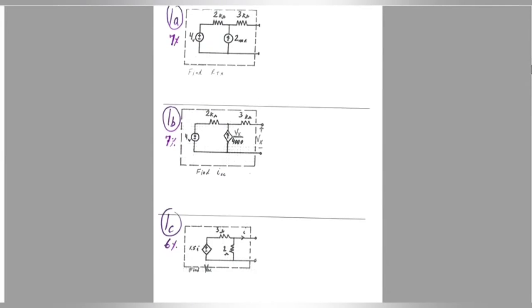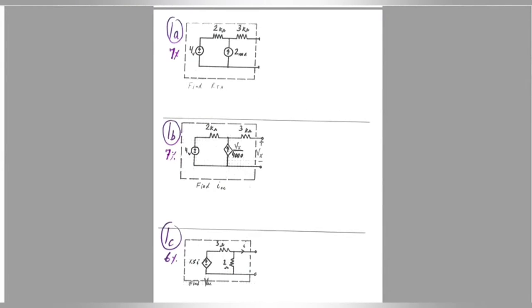So here we are with another test. This will be there in the test as well. Thevenin Norton will be in the test that we are expecting here. So question number one was to find R Thevenin. This is open, this is short. What do you get? 2 plus 3. Clear? This is chapter 5.